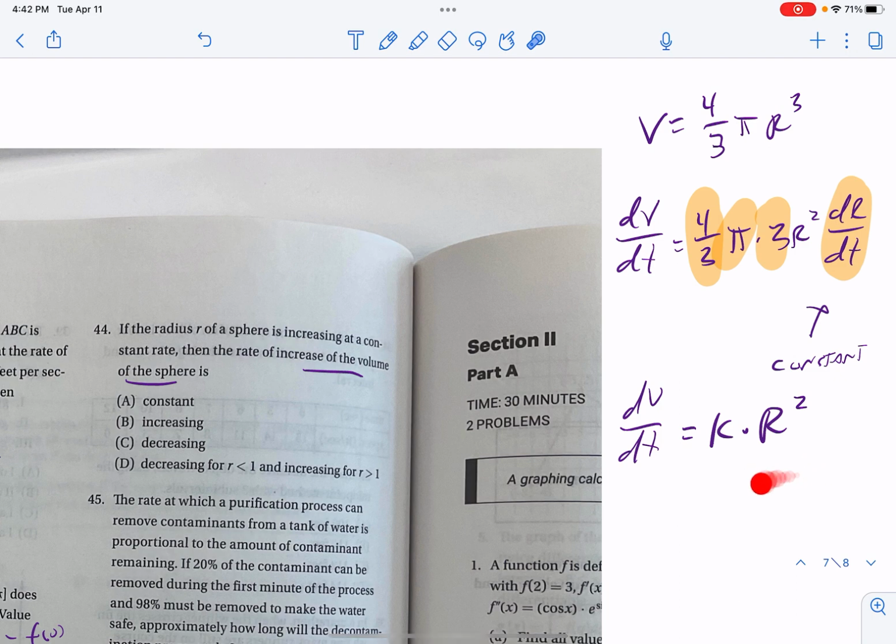This rate of increase is something times r squared. R squared is getting bigger and bigger. As I put more air in this sphere, I'm thinking of it as a balloon, the sphere gets bigger and bigger, the radius is getting bigger and bigger. Square that, that's growing. Multiply by a positive constant. This is growing. So the rate at which the volume is changing is growing. Not only is the volume growing, but the rate at which the volume is growing is growing. The rate is increasing. This is sort of like the second derivative of velocity.